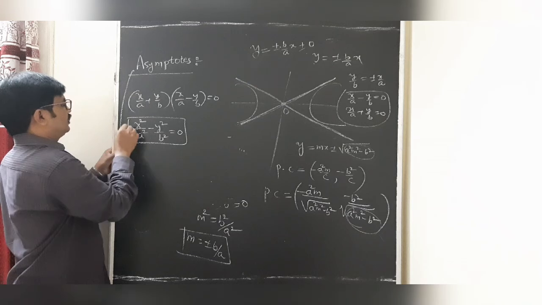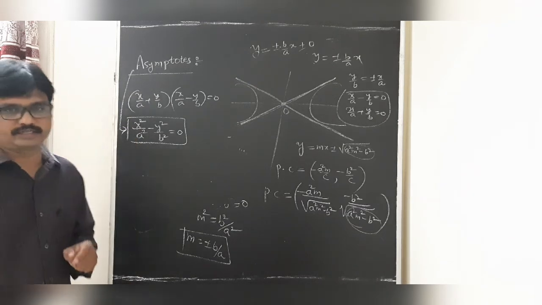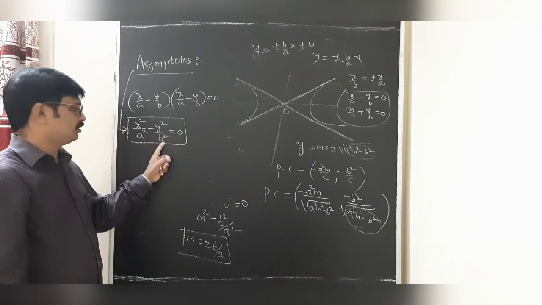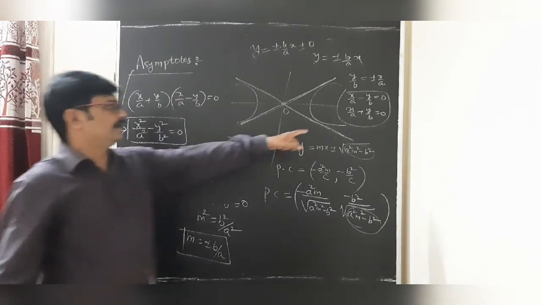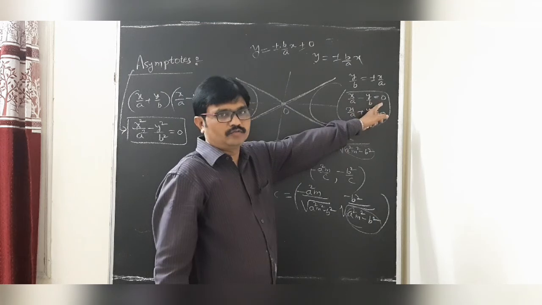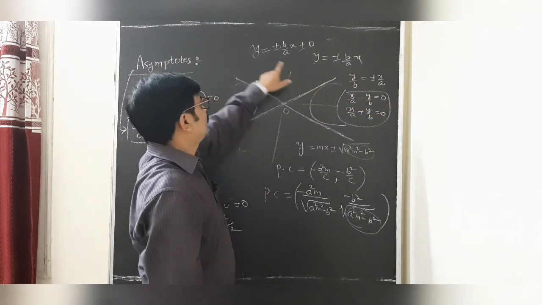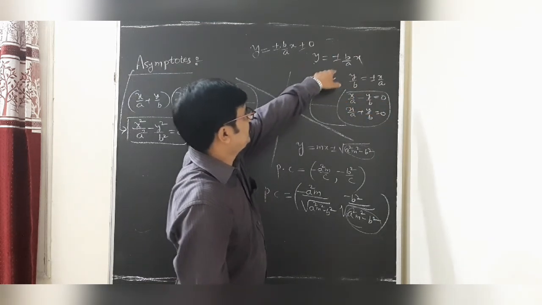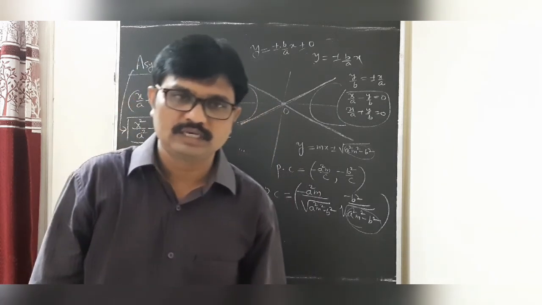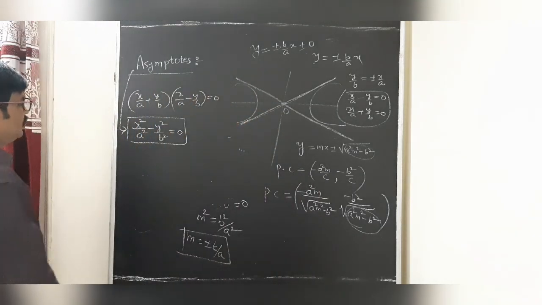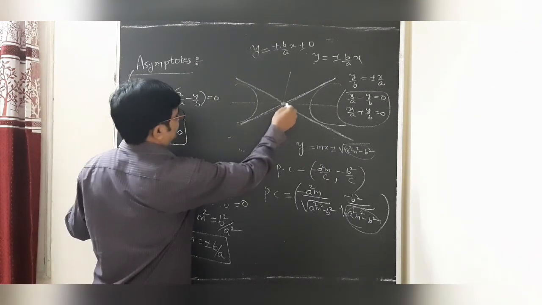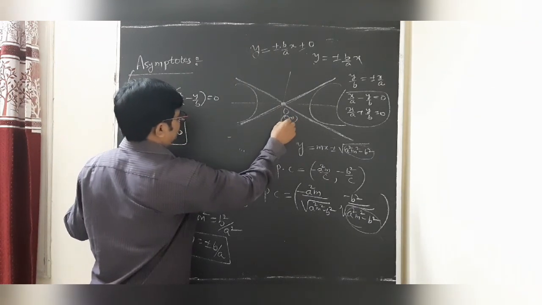So these are called the equation of the asymptotes. The asymptotes are x square by a square minus y square by b square, that is x by a plus y by b equal to 0, x by a minus y by b equal to 0, or y equal to plus or minus b by a x. These are called the equation of the asymptotes. So students, what we observed: the asymptotes are always passing through the center. Here the center is the origin.